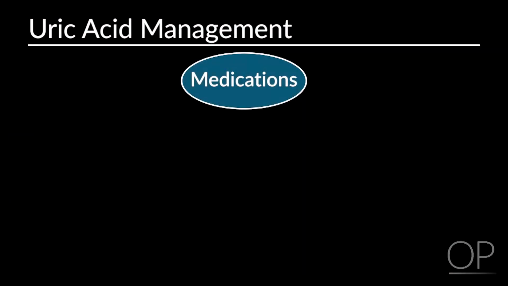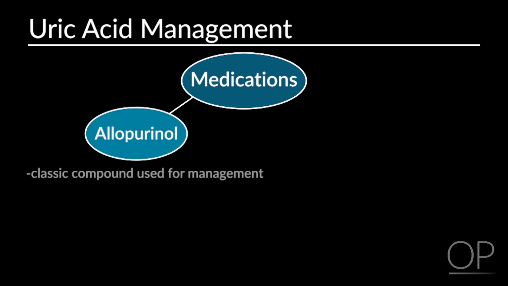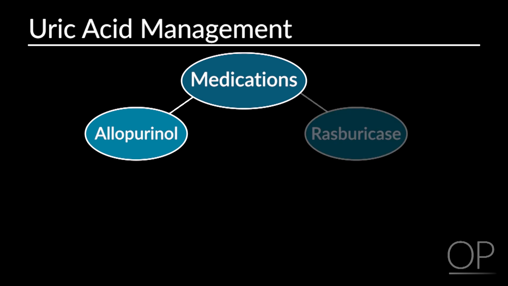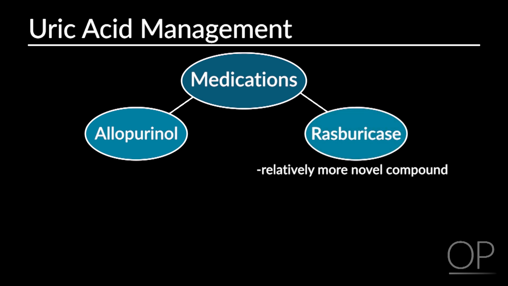So 2 ways that we can manage uric acid levels, and I'll go through them in a bit more detail now, are by giving 2 different medications. The first is allopurinol. This is a classic compound that we have used for management for many decades. It's inexpensive and relatively well tolerated. The second option is rasburicase. This is a relatively more novel compound and one that can quickly drop one's uric acid level.